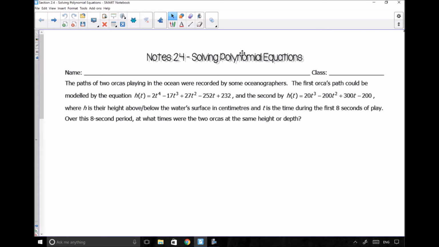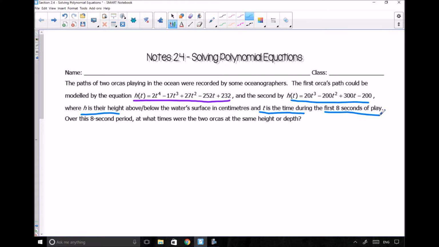So let's read through what it says. The paths of two orcas playing in the ocean were recorded by some oceanographers. The first orca's path could be modeled by the equation h of t is equal to all of this stuff right here. And the second is modeled by h of t equals all of this stuff right here. So we've got our two functions, where h is the height above or below the water's surface in centimeters, and t is the time during the first 8 seconds of play. So we only care about the 8 seconds at the beginning, that's all. Over this 8-second period, at what times were the two orcas at the same height or depth?